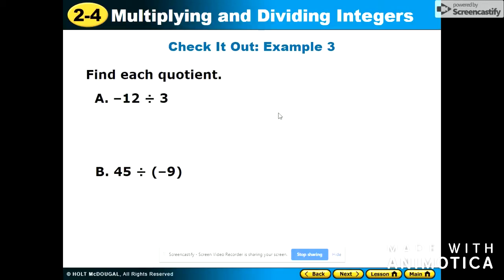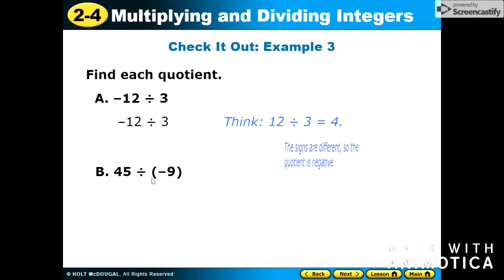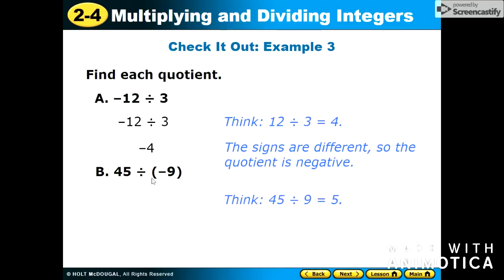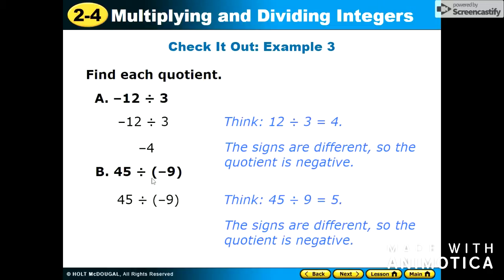And let's go on to the check it out section. Find each quotient. Negative 12 divided by 3 and 45 divided by negative 9. Pause and try these out. Okay, different signs for letter A, so it should be negative, and 12 divided by 3 is 4, so negative 4. And for letter B, again, different signs, so my answer is going to be negative, and 45 divided by 9 would give me 5. So negative 5 for the second one.